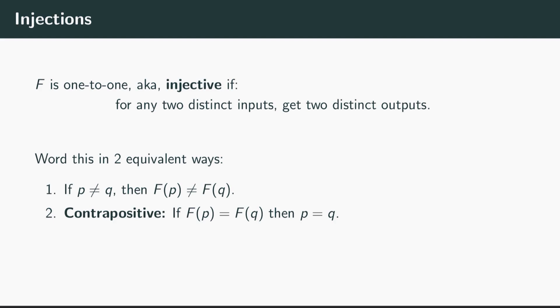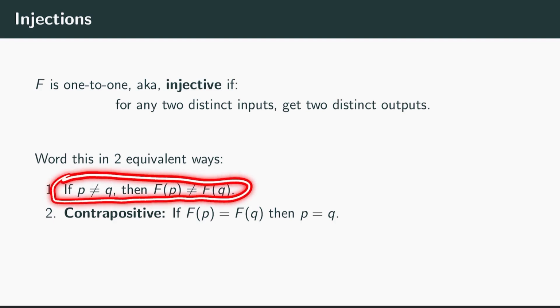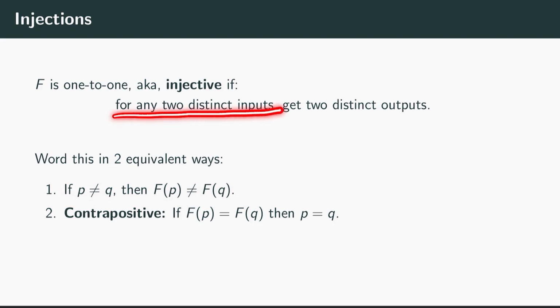Now quite often we word this differently. The first way I worded it here is the one that corresponds to the words that I wrote up here. For any two distinct inputs, so if p is different from q, we get two distinct outputs, so f of p is different from f of q. That's great. It's often quite useful to do this using the contrapositive. So the contrapositive here says that if f of p equals f of q, then the only way for that to be true is if p equals q.